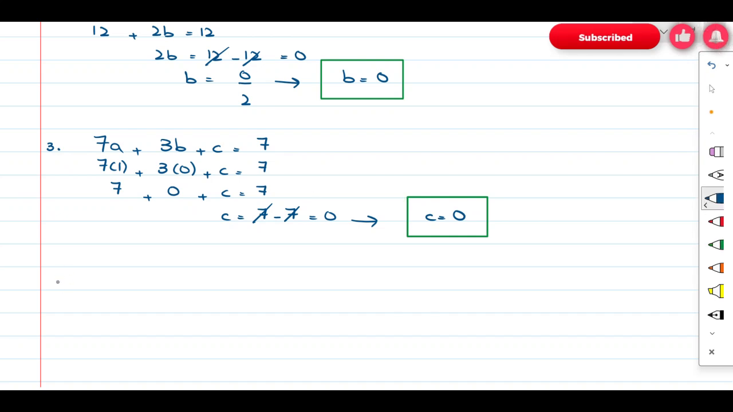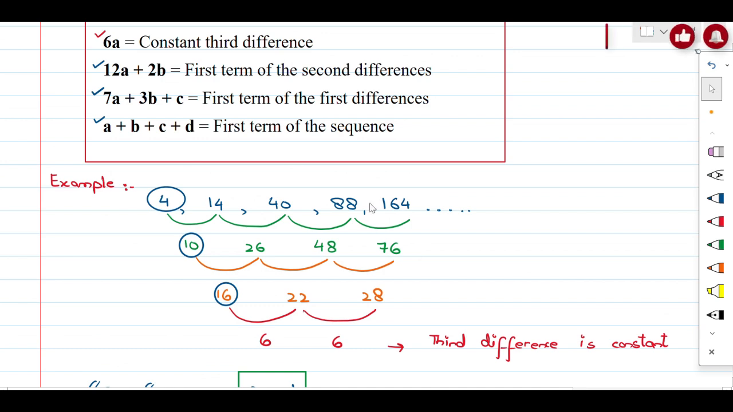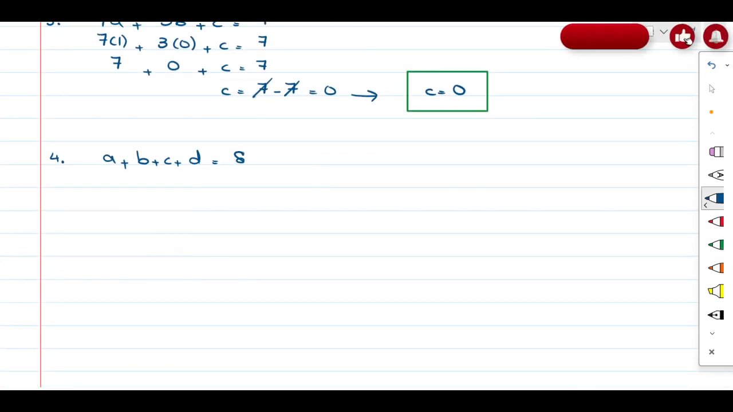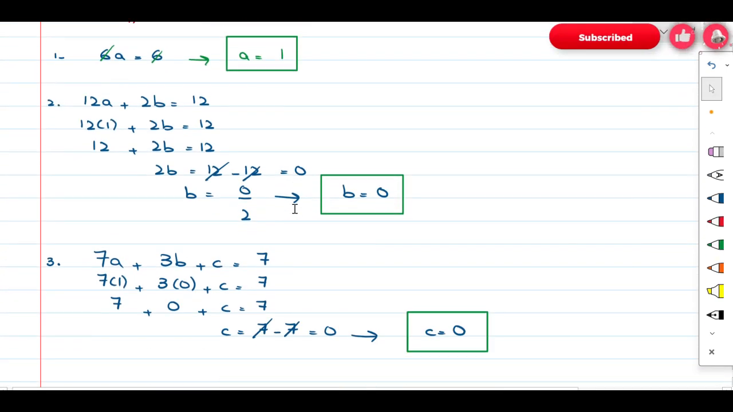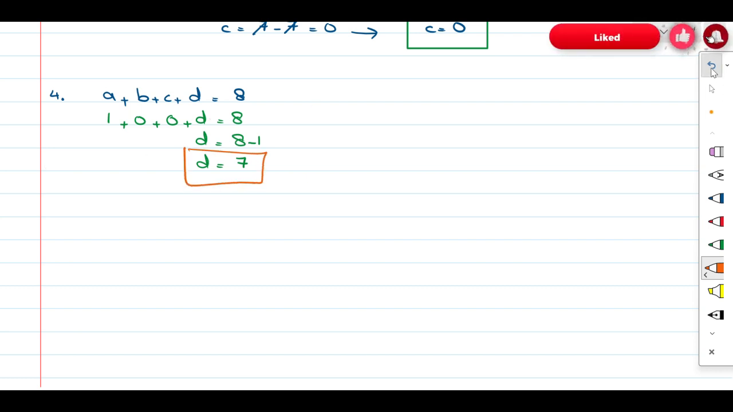Okay. Now the fourth unknown, the fourth equation is really easy. Add all the 4 unknowns and put this equal to the first term of the sequence, right? a plus b plus c plus d should be the first term of the sequence. First term of the sequence is 8. Put them equal to 8. Now a value is 1, b and c are 0, and you have d, and that is 8. So d should be equal to 8 take away 1. So d is equal to 7. From here you will get the d value as well.